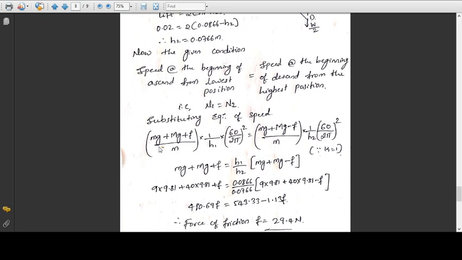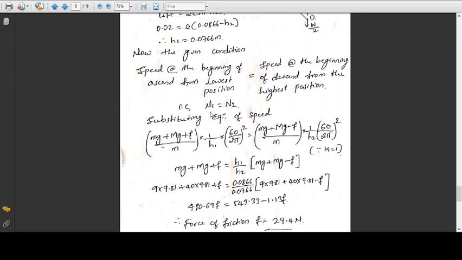Now we'll use the given condition to get the value of the frictional force. In this statement he has given that the speed at the beginning of ascent from the lowest position is equal to the speed at the beginning of descent from the highest position. So at the lowest position, at the beginning of the ascent, we are going to denote the speed as N1. Similarly, at the beginning of the descent, we are going to denote it as N2. So from the given condition, it can be taken as N1 equal to N2.